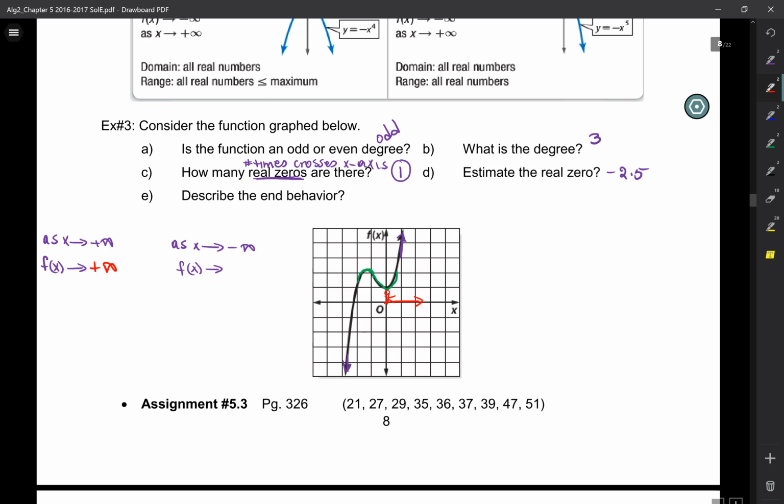Now, as I go to negative infinity, I'm moving to the left, and I have my eye on the graph. Where is the graph going? It's going further and further down to negative infinity. So there we go. That's my end behavior. All of this is the answer to E. Okay, so that's the homework for this section.